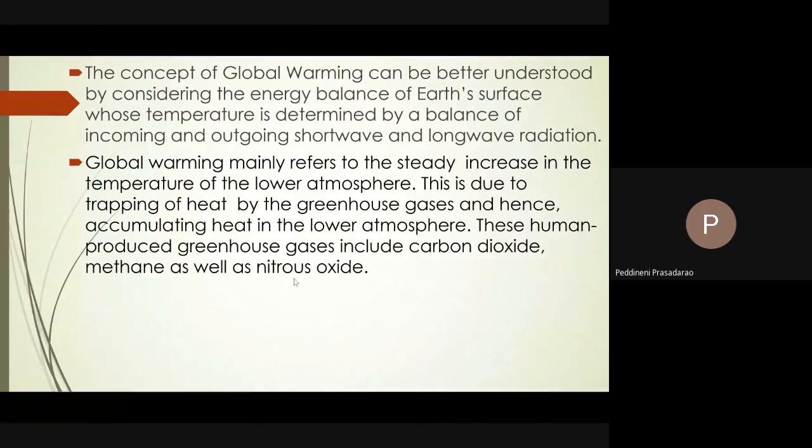But the only thing is how we are going to see this particular pattern, and that will depend mostly on our activities, or rather anthropogenic activities, which will decide how we want to see this global warming in future.